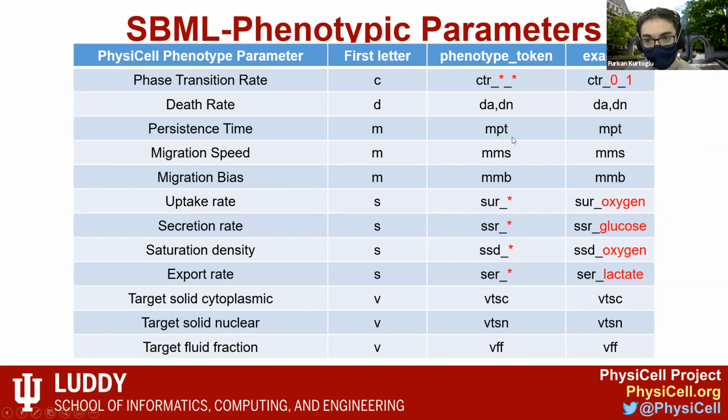Some of the tokens need some more information. For instance, the phase transition rate needs to have a start index and an end index. So in this given example, the phase transition between the first and second phases is just that given SBML species. For the uptake rate or secretion rate, you can just use the same name as given in PhysiCell.